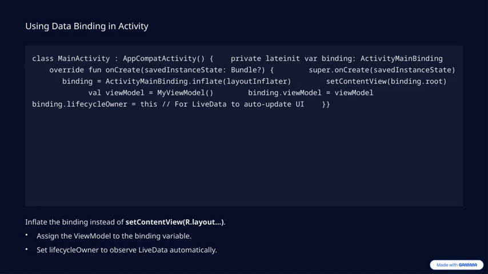Finally, we set the lifecycle owner to this, which is our activity. This is important because it enables LiveData to automatically observe data changes and update the UI accordingly, without us having to manually handle lifecycle events. Overall, this approach streamlines the connection between our layout, view model, and activity lifecycle, which is central to creating a clean, efficient, and reactive user interface.